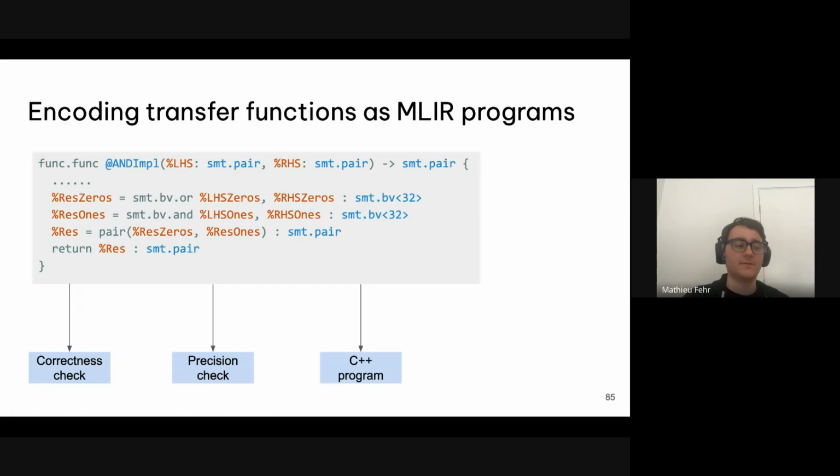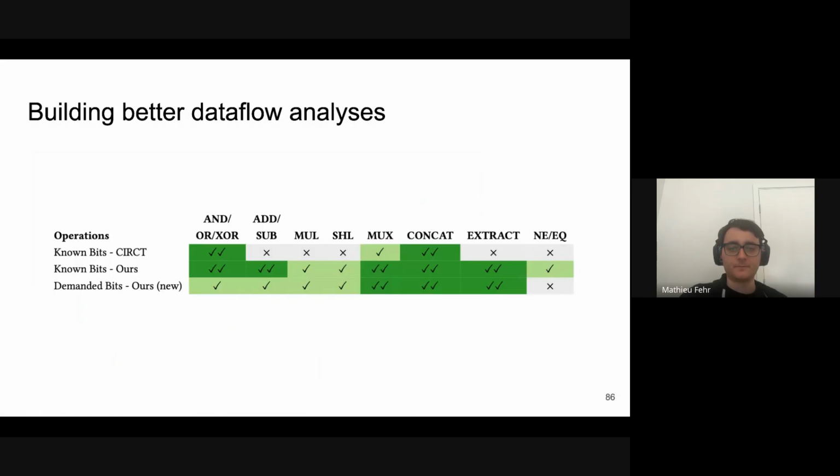So whenever you have this kind of analysis written in MLIR, you can directly compile it to C++, and then you have an efficient implementation, the same way you would have in C++, but at least you can check if it was correct or not. And we use this to build a better data flow analysis in COMB, COMB being the combinatorial dialect in CIRCT for hardware synthesis.